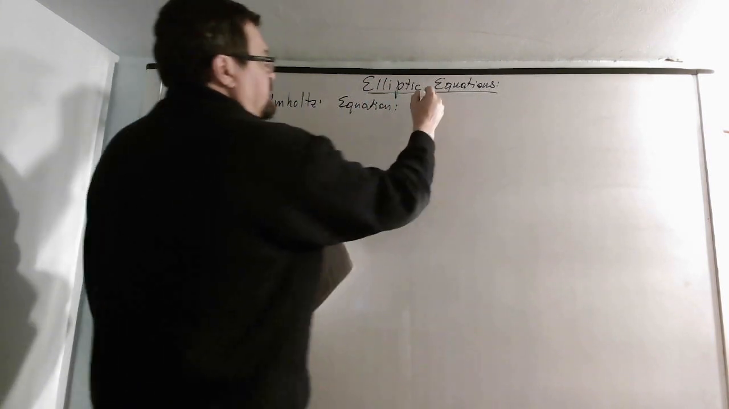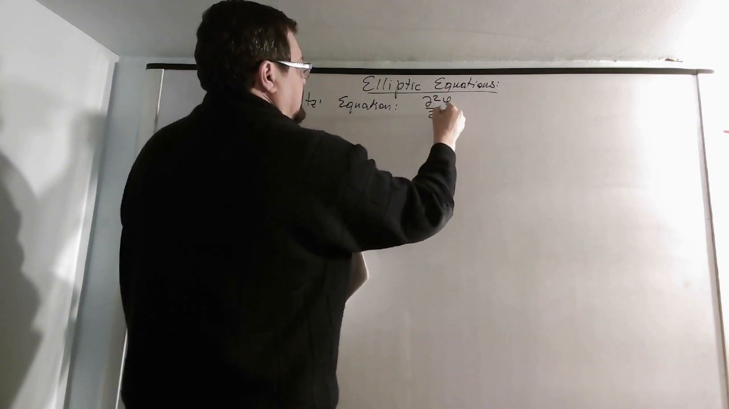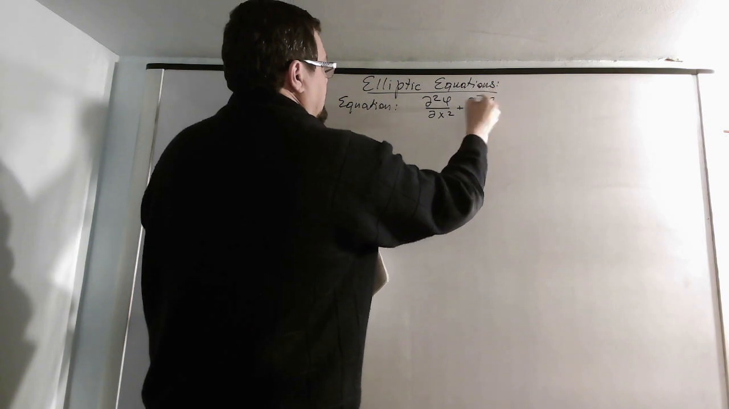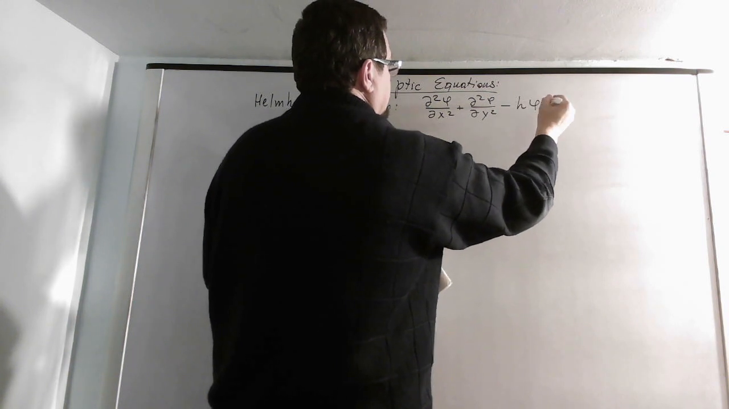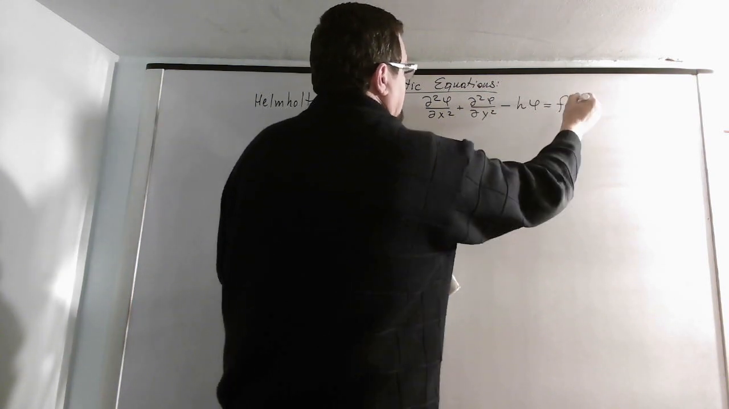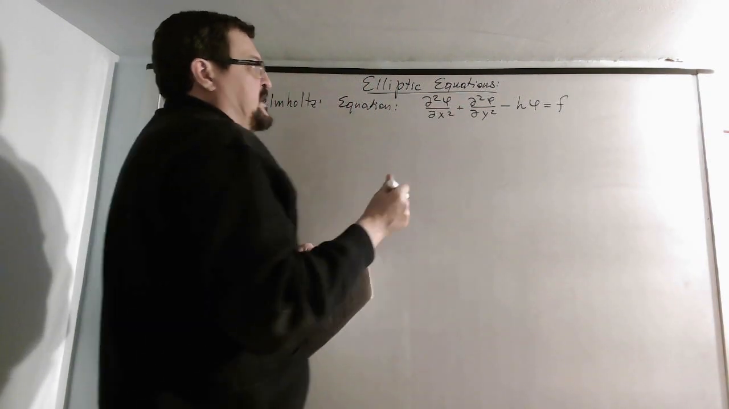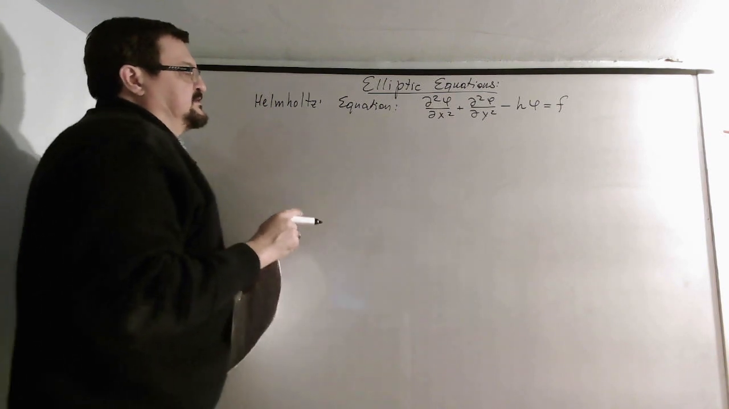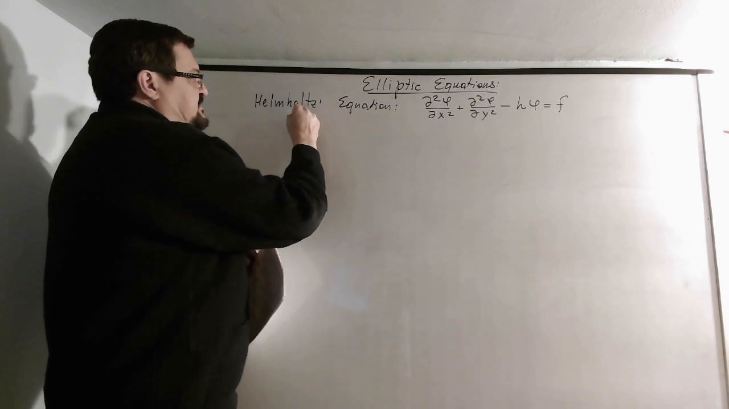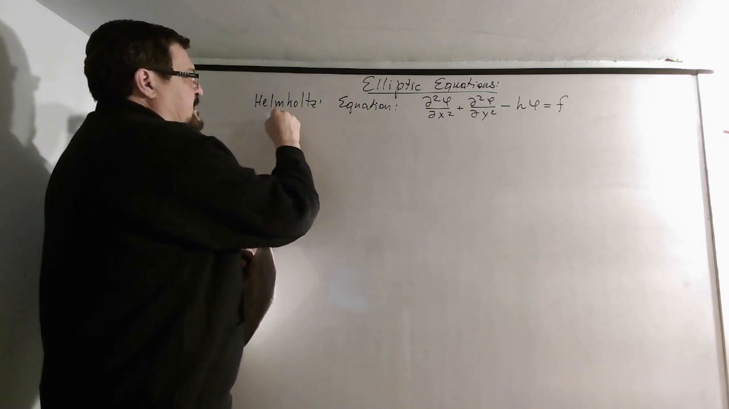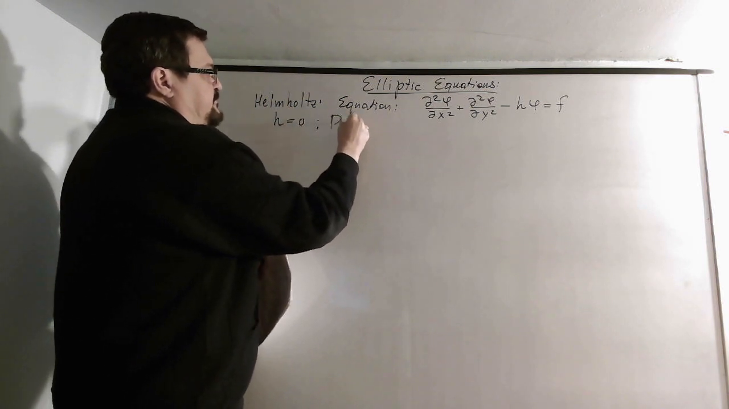Which has the following form: second derivative of some function phi with respect to x squared plus second derivative of phi with respect to y squared minus h phi equals f, and h and f are some coefficients that can be functions of x and y. So this is the Helmholtz equation, and a subset of it: if, for example, h equals 0, then this equation is called the Poisson equation.